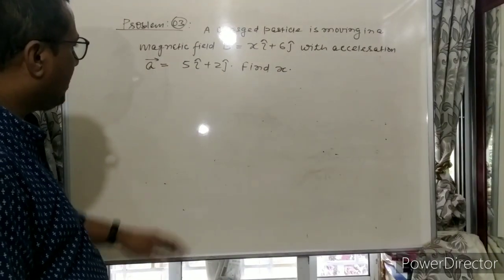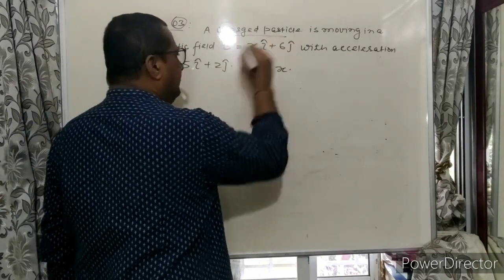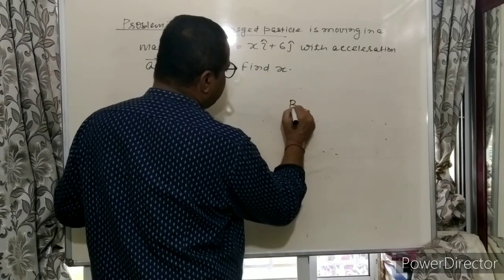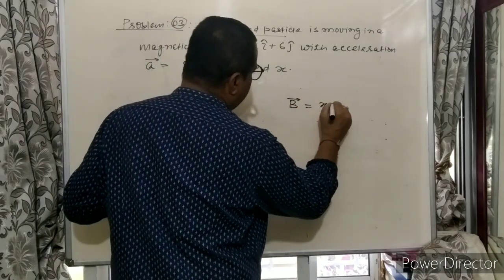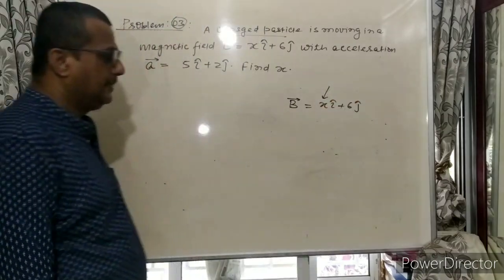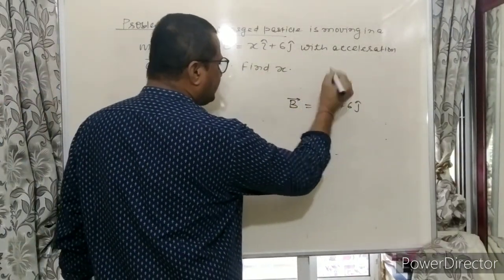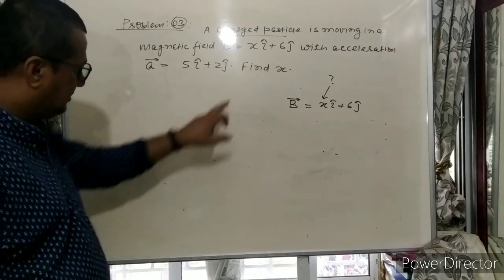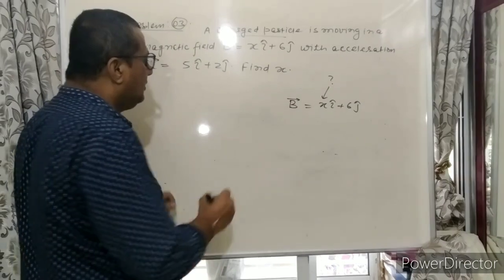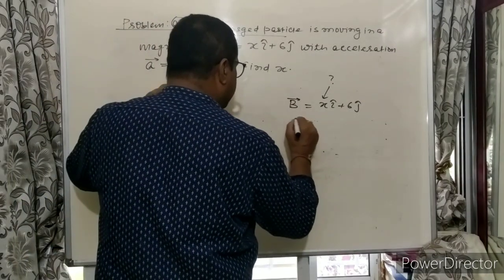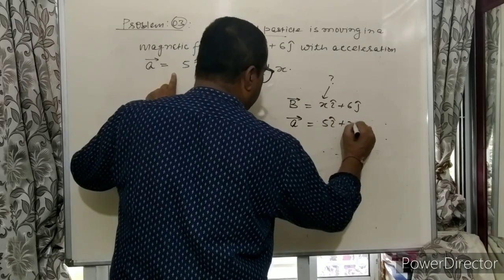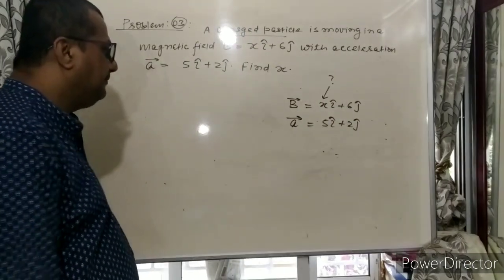Now here is a charged particle, magnitude is not given. It is moving in a magnetic field. The magnetic field is given, B equal to xi plus 6j, but x is unknown. We do not know the value of x. That's why find x means x is to be found. Now here acceleration is given, 5I plus 2j.